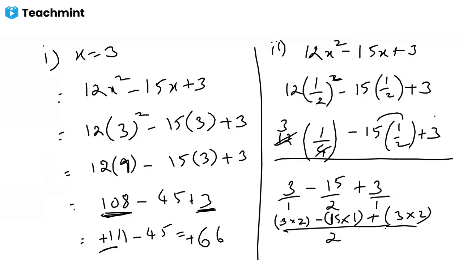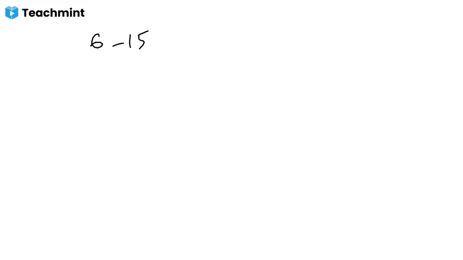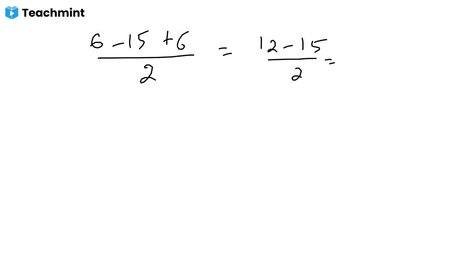Yes. अभी स्टेप में 3 2s are 6 minus 15 plus 6 all divided by 2. So that's going to be 12. 6 plus 6 12 minus 15 by 2. 15 is how much? Minus 3. So the answer is minus 3 by 2. Note down.